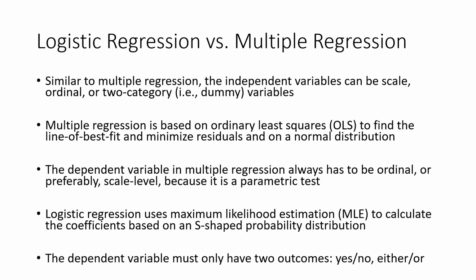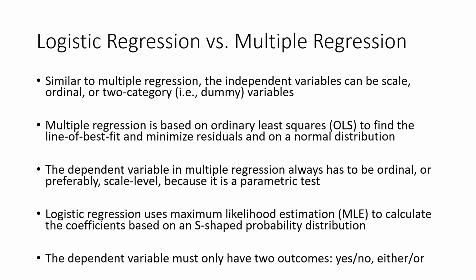Let's take a few moments to compare and contrast logistic regression with multiple regression. I've articulated a few points here that I think are salient to this discussion. The first point is that, similar to what you learned about in multiple regression, the independent variables in logistic regression can also be scale level, ordinal, or two-category, that is to say, dummy variables. So the configuration of independent variables is essentially the same across logistic regression and multiple regression.